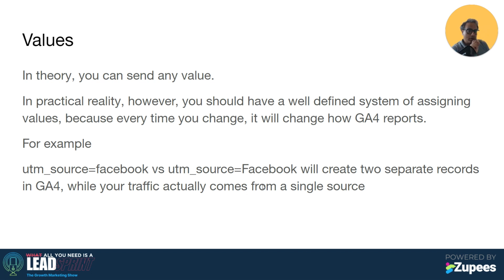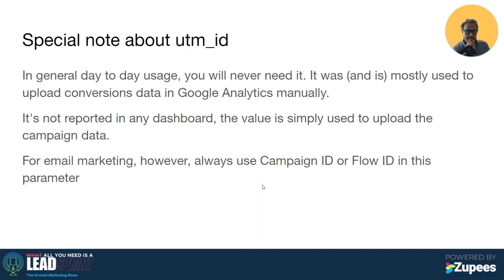So this is something to keep in mind when you write UTM values. One specific value, as I said, is the UTM underscore ID. This is generally only used when you're manually uploading data in Google Analytics.